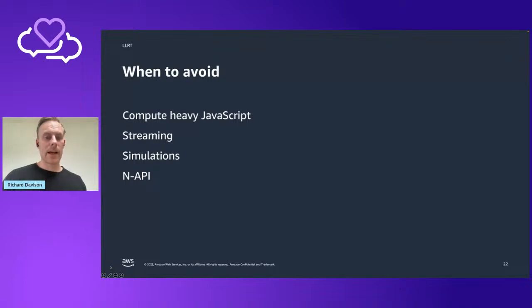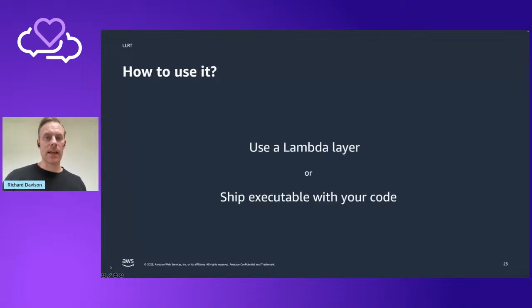So then how do I actually use it? There are a couple of ways. These are all documented on the GitHub page. The recommended way right now is to either use it as a layer or ship the executable with your code. This was what we saw in the demo. I just added the LLRT binary there, called it Bootstrap, downloaded it from the GitHub release page.